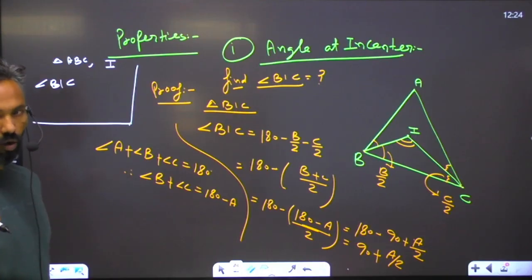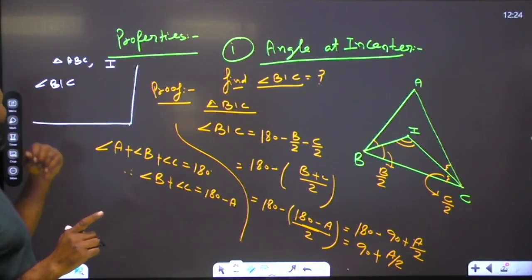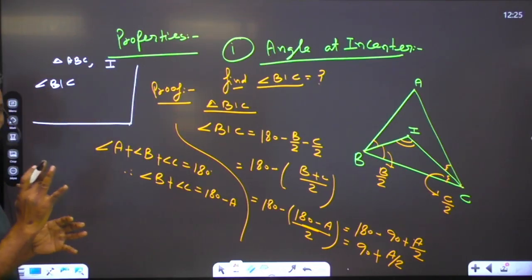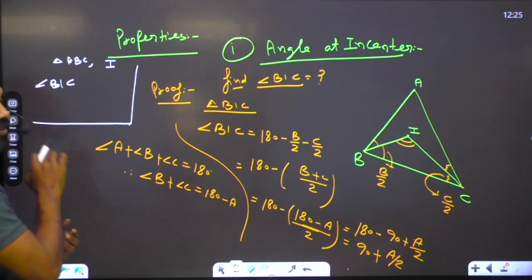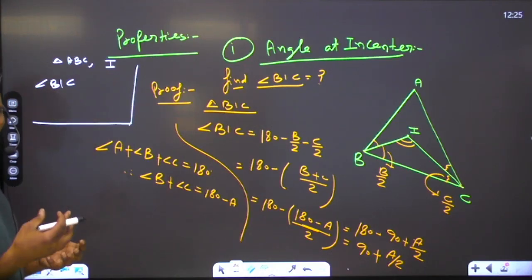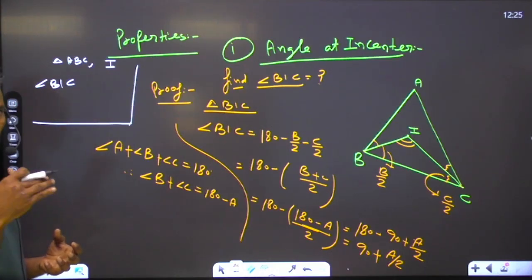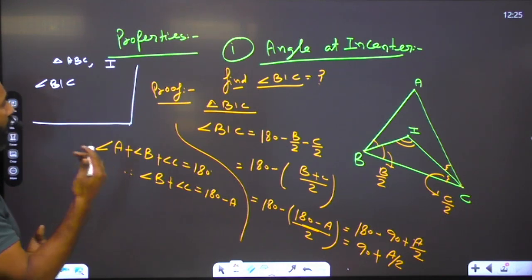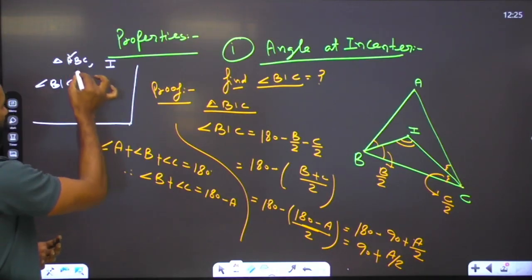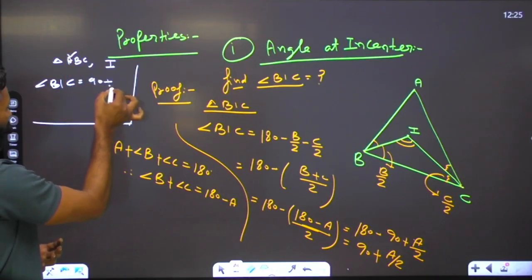I told you that always see how many vertices of the triangle are used over here. B and C, these two vertices are used, and vertex A is remaining. I is the incenter, you know that. And the angle at the incenter will be 90 plus half of the opposite, or you can say half of the remaining. B and C are used and vertex A is remaining, so I will write 90 plus A by 2.